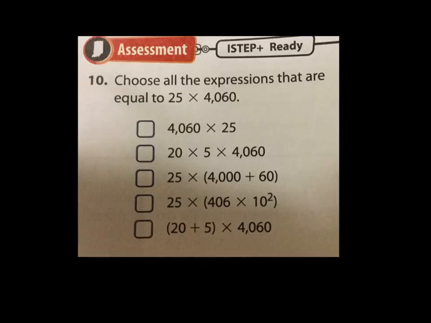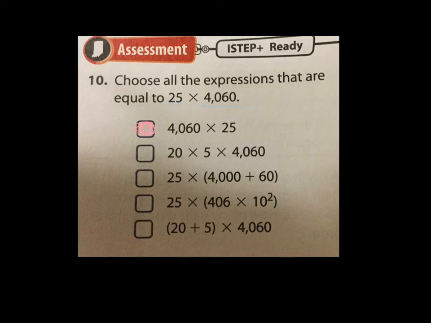Last sample problem, an I-STEP Plus Ready question. Choose all of the expressions that are equal to 25 times 460. Okay. We have 460 times 25. You guys know that just because you switch the two numbers, they're still the same. So let's color that one in.